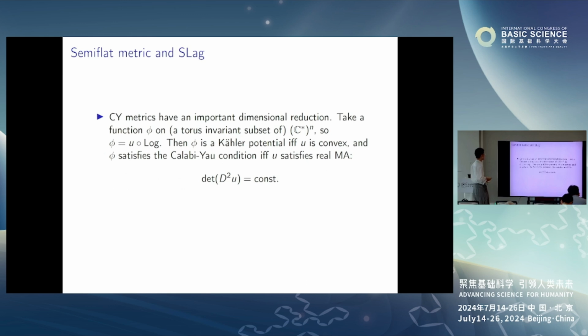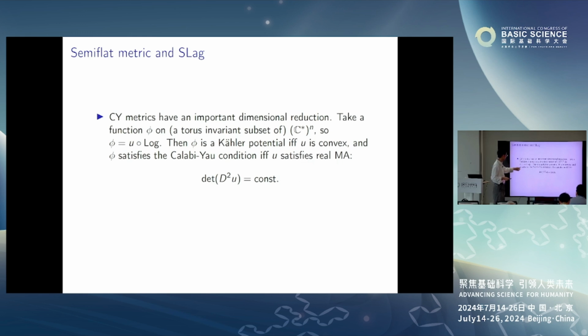So now there's something called the semi-flat metric, which just means torus symmetric Calabi-Yau metrics. And these things can be understood relatively easily. So just imagine you are working on C star to the n. C star to the n has a map to R to the n by taking the logarithm of each component. Now, suppose your Kähler potential is constant on the fibers, right? It's basically a dimensional reduction. So it factors through the logarithm map. Then this is a Kähler potential upstairs if and only if U is a convex function downstairs.